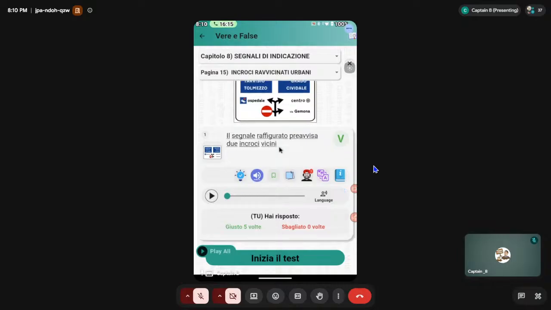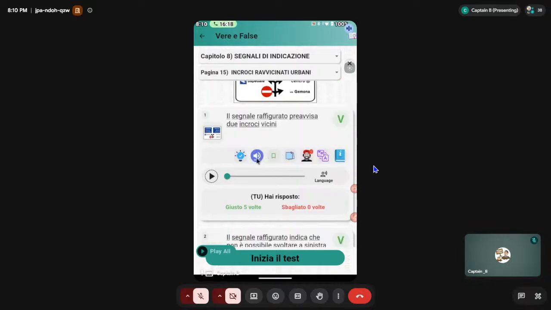All right, good. Now let's go to number one. Pay attention, everybody. Il segnale raffigurato preavvisa due incroci vicini. He said this one is referring to preavvisa, meaning is announcing. Raffigurato, designed, with the signage. Due incroci is announcing two junctions, vicini, two junctions that are close to each other. You can see there, two junctions that are close to each other. And the answer is what?